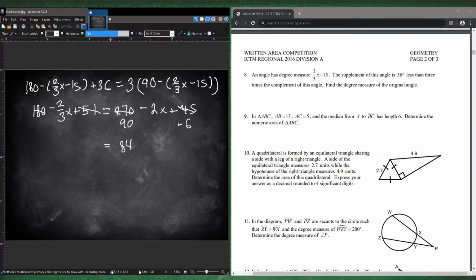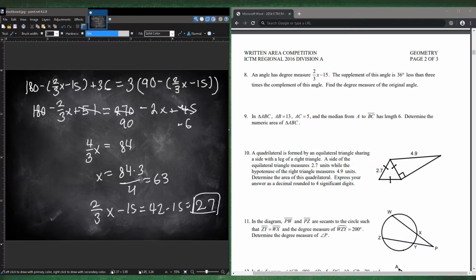Is equal to, move the 2x to the other side, so 2x minus 2/3, which is equal to 4/3 x. So x is equal to 84 times 3 divided by 4. That is equal to 63. So that's not it, that's not the angle. We need to find the 2/3 x minus 15. That's our original angle. So plug in x. So 63 divided by 3, that's 21, times 2 is 42. So 42 minus 15 is equal to 27. So original angle for number 8 is 27.